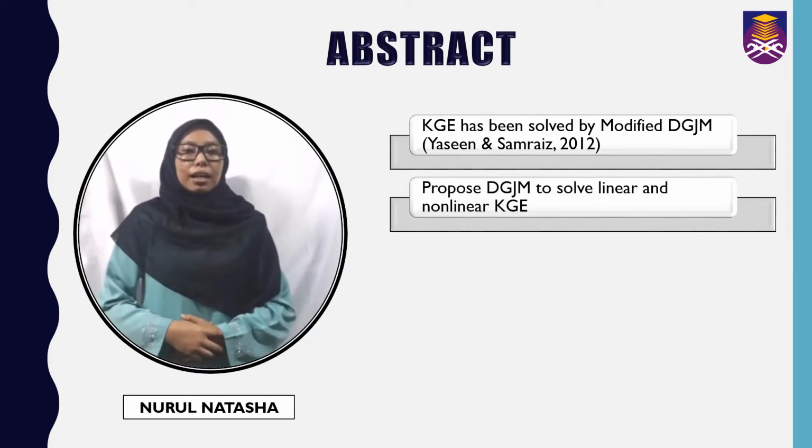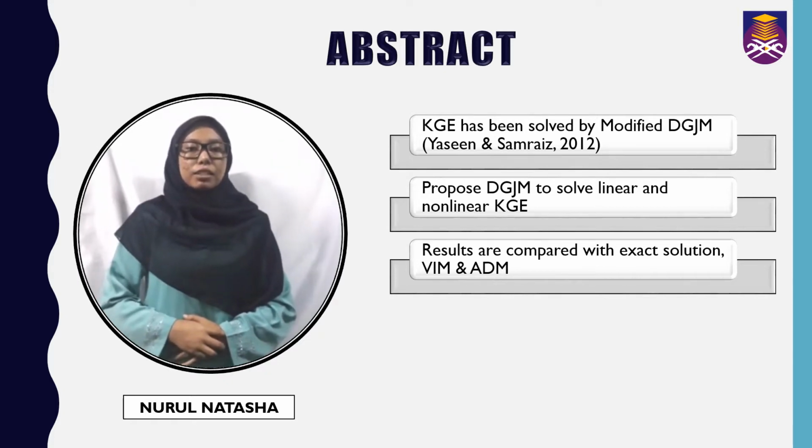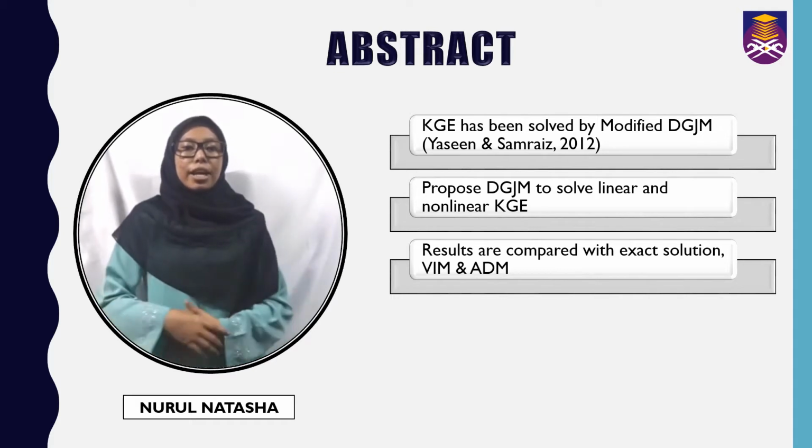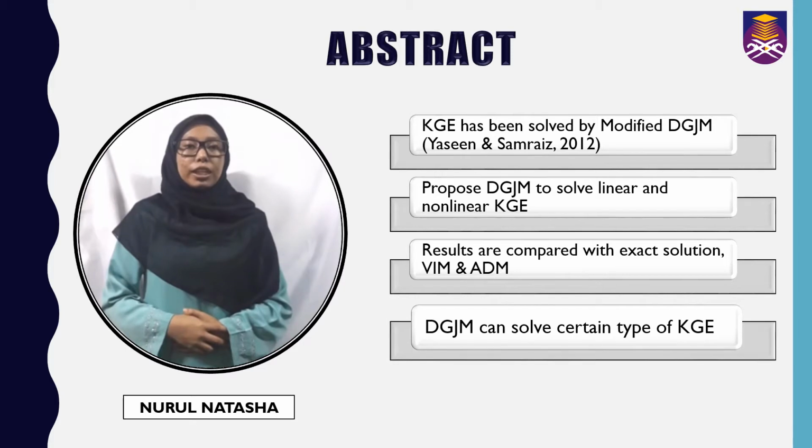The results are compared with the exact solution of the Adomian decomposition method and variational iteration method, which were implemented before finding the solution of the Klein-Gordon equation. Based on the calculation and error analysis, DGJM can solve certain types of Klein-Gordon equation with a high degree of accuracy and efficiency.